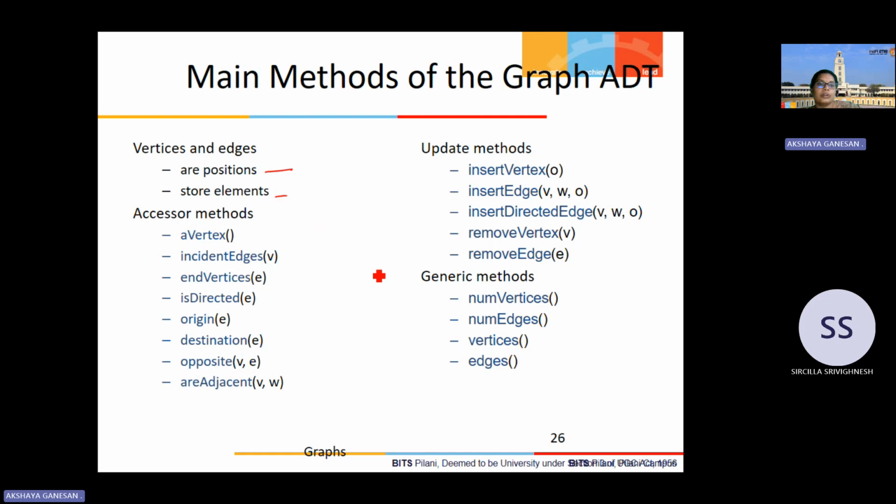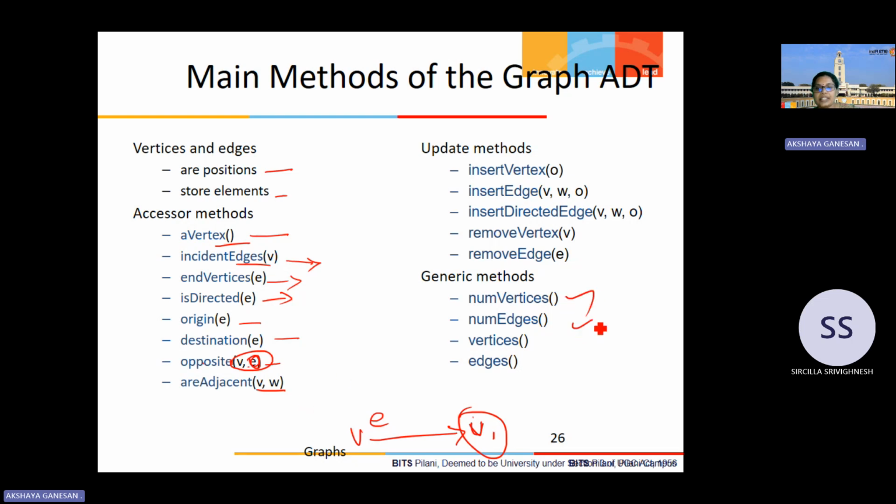Okay. So vertex represents all the vertices. Incident edges, it's the source. End vertices is the edges, if it is directed or not. What is the origin, destination? Opposite of V comma E: E starts from V, but it ends in one node, right? So when you say opposite of V comma E, you'll get where it ends. That particular edge, where is the other end, the tail end of that edge that is given, and checks whether two nodes are adjacent or not.